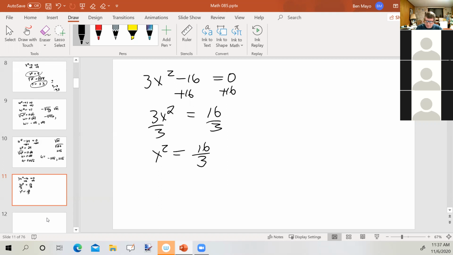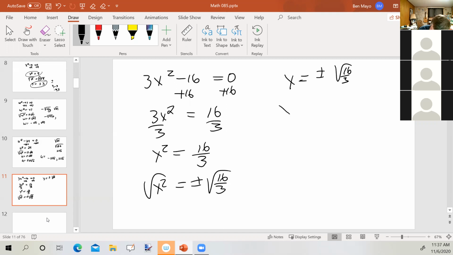Okay, now I'm going to take the square root of both sides. So I'm going to get x equals plus or minus the square root of 16 thirds. But that would be equal to, what's the square root of 16? 4. And then I still got the square root of 3 down below.